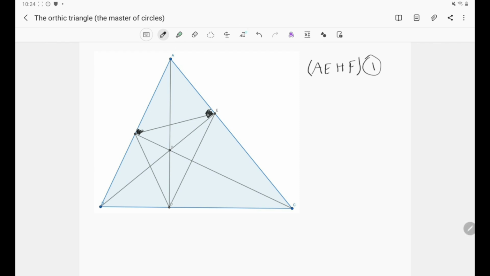The first one, we said that it was AEHF. That means that the second one is BFHD, this one here, and the third one is actually CDHE, the one here. So now we already have 3 cyclic quadrilaterals, but we said that there are 6, right? So we need to find 3 more cyclic quadrilaterals. Okay, so actually now let's erase this and try to find more cyclic quadrilaterals.